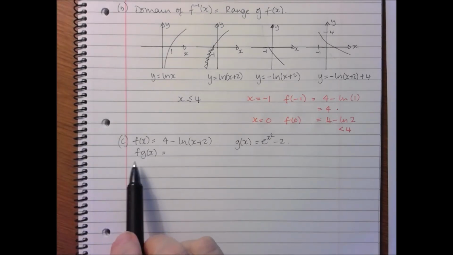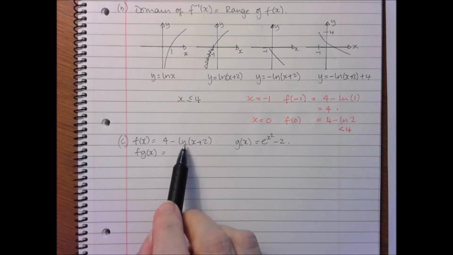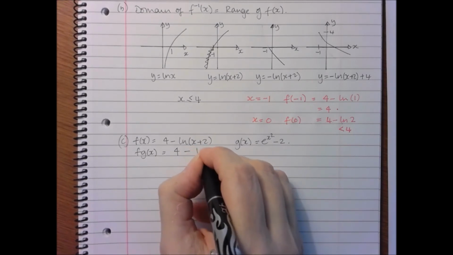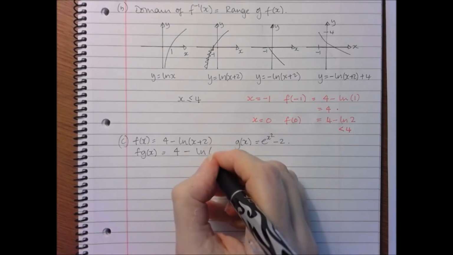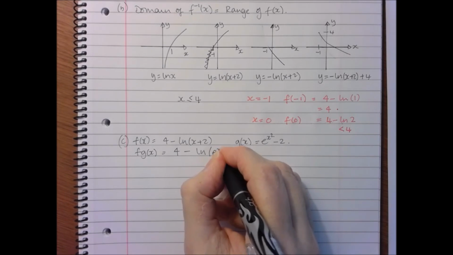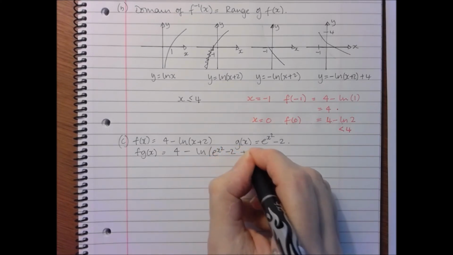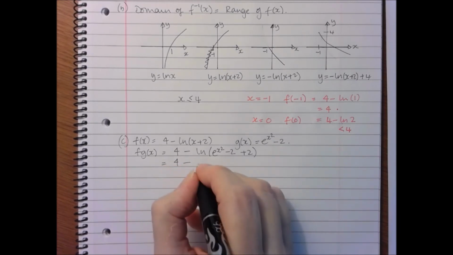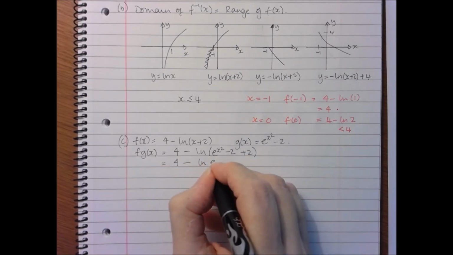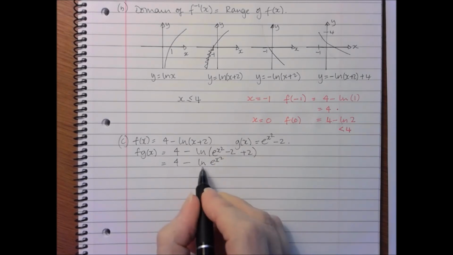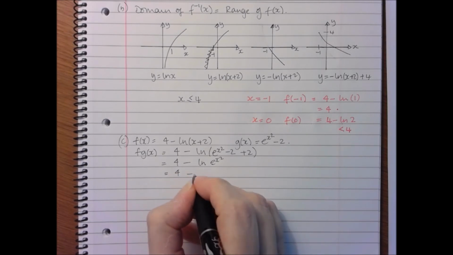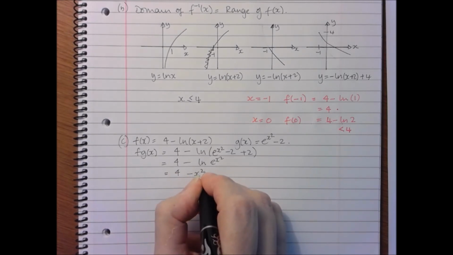So part C wants f of g of x. So what we've got to do is replace every x in the f function with the g function. So we're looking at 4 minus the natural log. Now instead of x, we put the g function, so e to the x squared minus 2, plus the other 2 that's in the bracket. So if we simplify this, we get 4 minus the natural log of e to the x squared. And log and e are inverse functions, so they cancel each other out. So this is going to be 4 minus x squared.